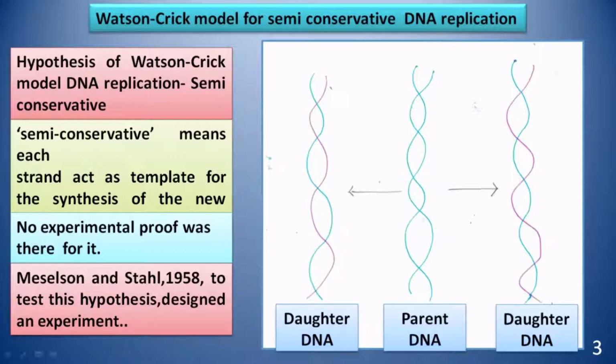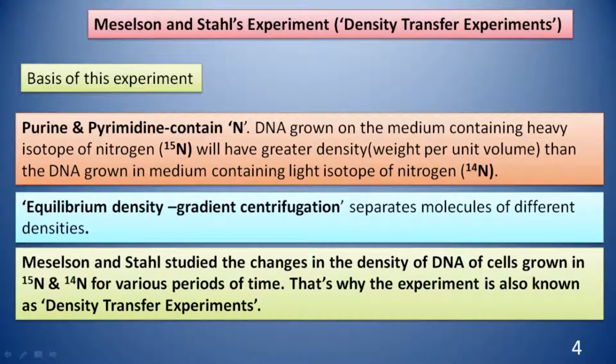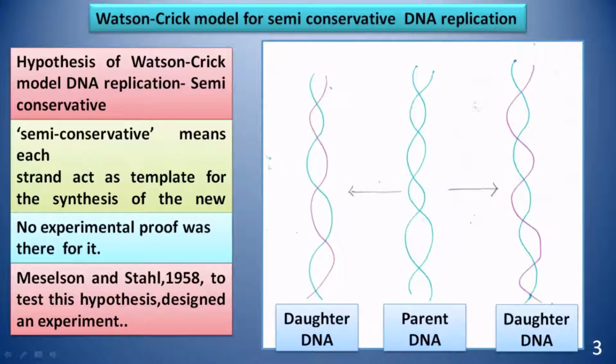So here in the figure you can see I have shown you this is your parent DNA, and this is your daughter DNA. This red color is your daughter DNA and blue is your parent DNA. So from each strand, it gets separated, and again new strands build up. So these are known as daughter DNA. So this is actually semi-conservative DNA replication. So Meselson and Stahl in 1958 wanted to test this hypothesis and they designed an experiment.